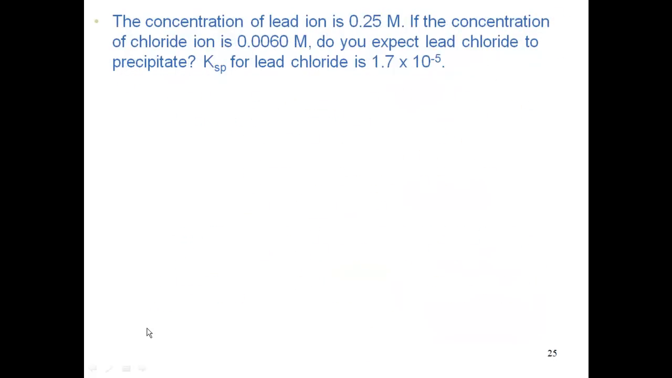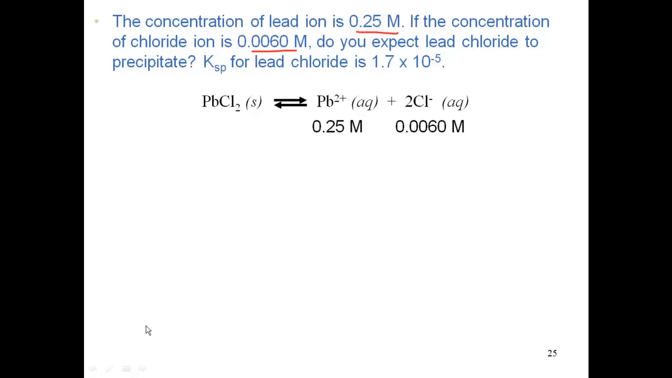Let's look at this one. The concentration of lead ion is 0.25 molarity. If the concentration of chloride ion is 0.0060 molarity, do you expect lead chloride to precipitate? And I give you the Ksp for lead chloride. Once again, I have to write my expression first, which is PbCl2 going into lead ions and two chloride ions. In this problem, they told me the amount of lead and the amount of chloride ions. So I know I have 0.25 molarity of lead and 0.0060 molarity of chloride.